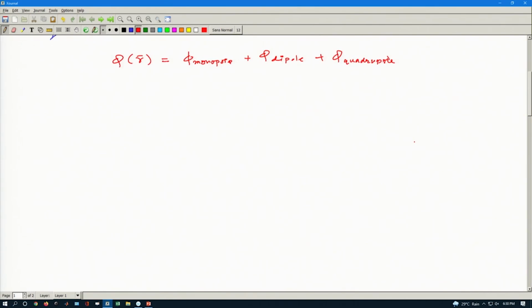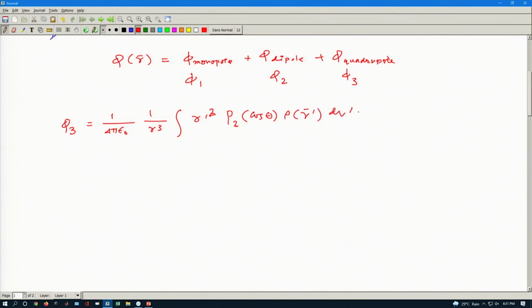So, phi 3 or phi quadrupole. If this is my phi 1, phi 2 according to our old notation, then phi 3, the quadrupole contribution, was, let me write it once again, 1 by 4 pi epsilon 0, 1 divided by r cube, then the integration of r prime square, and in terms of the Legendre polynomial, P2 cos theta, rho r prime dv prime. That was the entire term over the volume integral V.